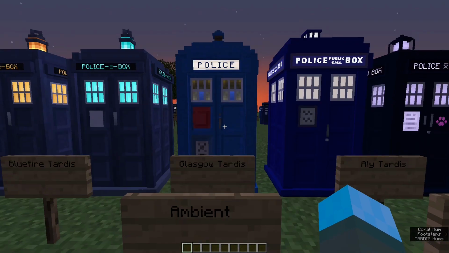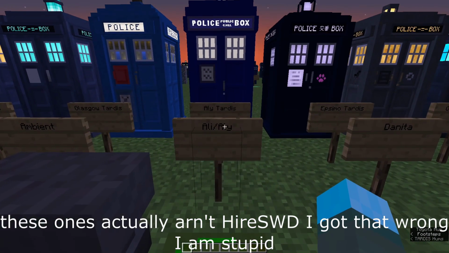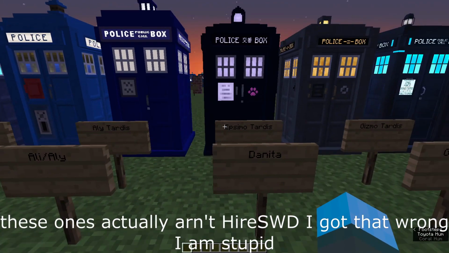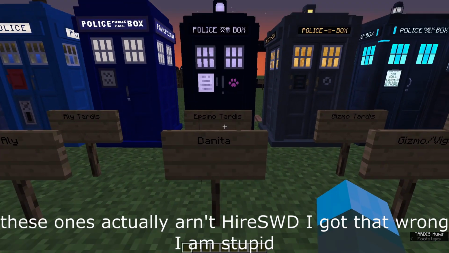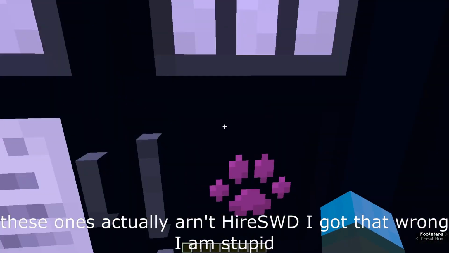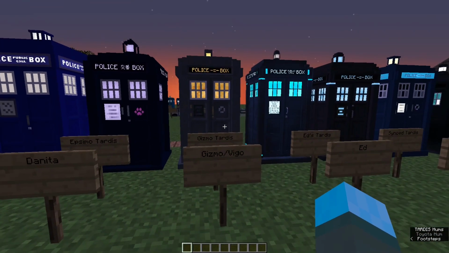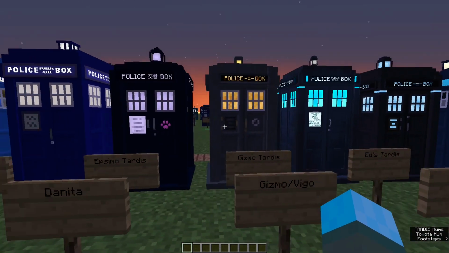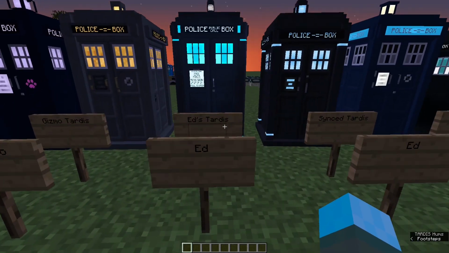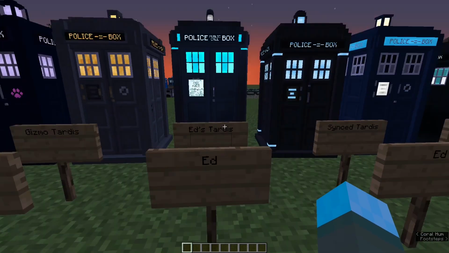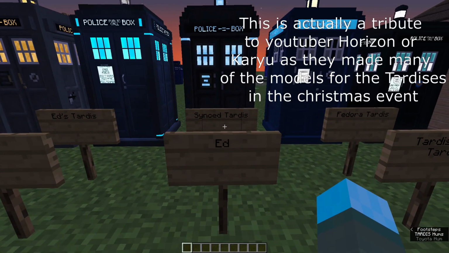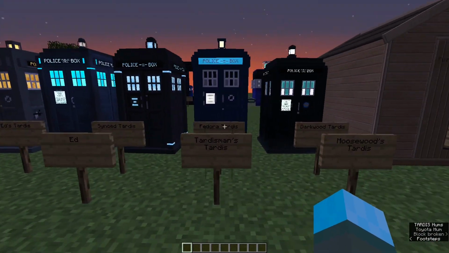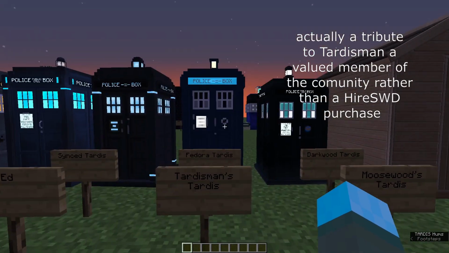Glasgow TARDIS or Ambient TARDIS, Ally TARDIS or Ali TARDIS, Epsimo TARDIS or Danita's TARDIS, or as I like to call it, the Furry TARDIS. Gizmo or Vigo's TARDIS, looks pretty cool, very broken. Ed's TARDIS, Ed. Synced TARDIS, also Ed. It's just like a pixelated version. Fedora TARDIS or TARDIS Man's TARDIS.